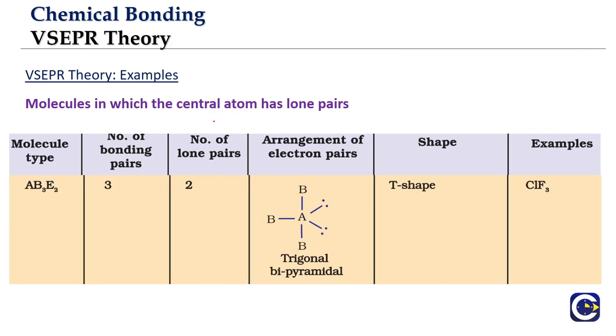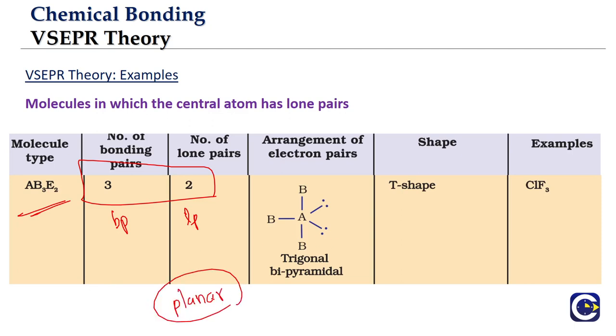Then we will go to the same 5 valence shell electron pairs, but 3 bond pairs and 2 lone pairs. So what will be the type? You can consider it as AB3E2. So here 2 lone pairs are there. Remember, what is the preferential position for the lone pair? In case of trigonal bipyramidal arrangement, the lone pair will be taking the planar positions, or equatorial plane positions.